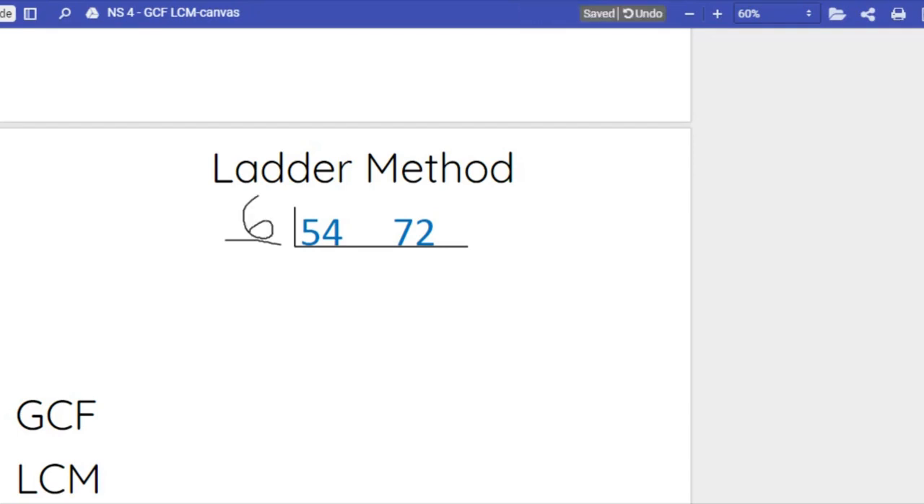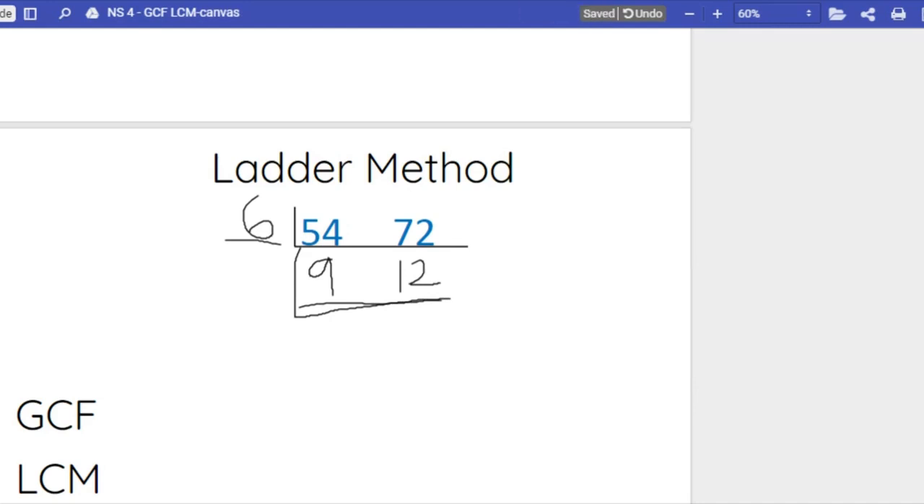So that number goes out front. Then I take 54 and factor out that 6, so I'm dividing out that 6. 54 divided by 6 is 9, and 72 divided by 6 is 12. Now I'm looking at the 9 and the 12, and I have to ask myself, is there a number that goes into 9 and into 12? Yes, there is. So I'm going to make my ladder.